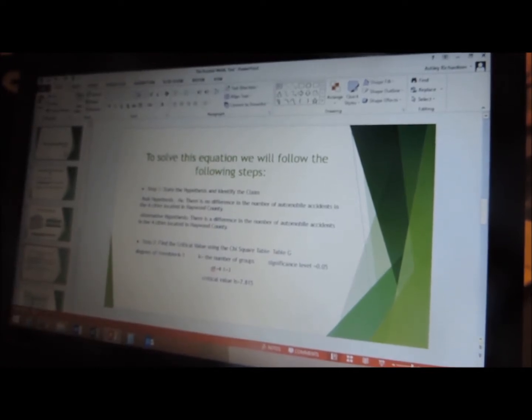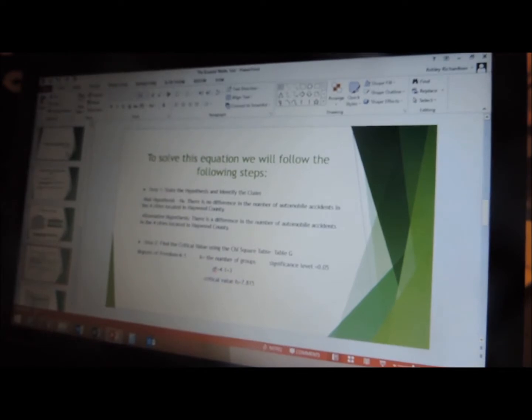Step 2 to solving this equation. We will find the critical value using the chi-square table in Table G that is found in our textbook. This is what that looks like. This is Table G.